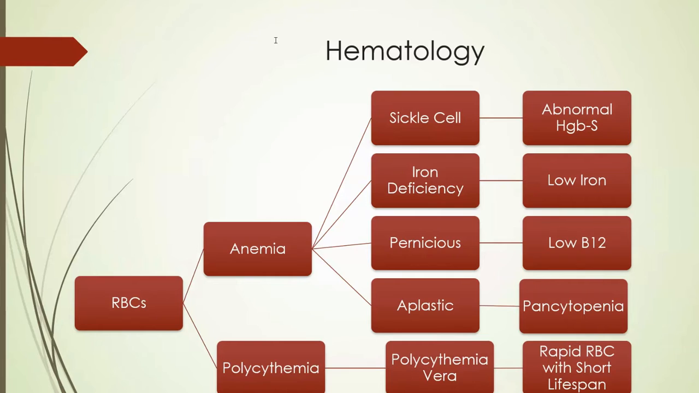pancytopenia is one of those words we can take apart. Pan meaning many, cyto meaning cell, penia meaning low, many cells low. And this is where you can have red blood cells, white blood cells, and platelets all being low. So somebody with pancytopenia, they're going to be very, very ill. More ill than somebody who just has like one of the blood cells low.